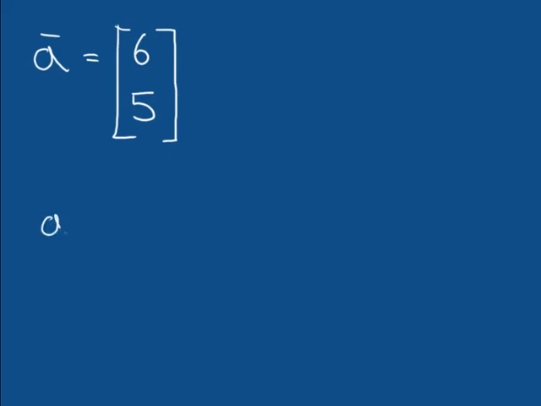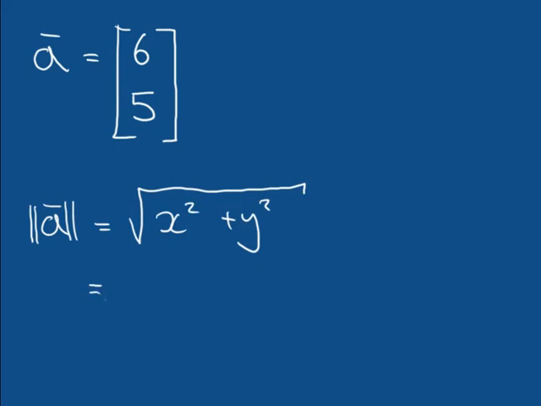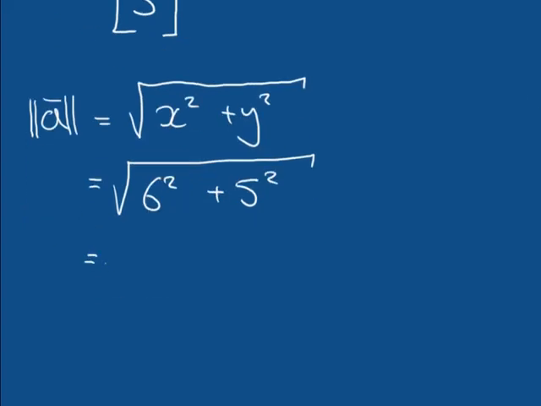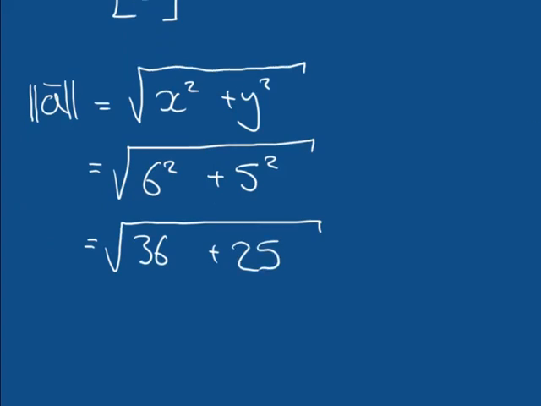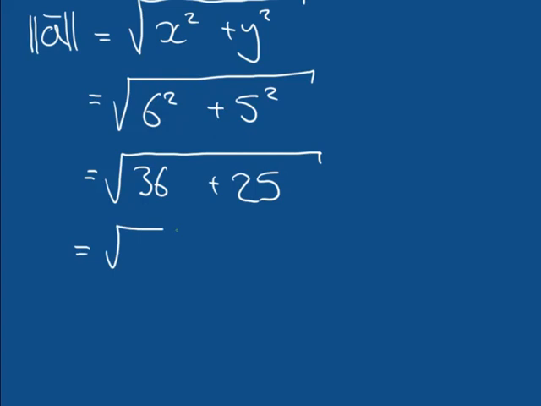So we know how to calculate the magnitude of a vector. The magnitude of a vector in 2D Cartesian coordinates is equal to the square root of x squared plus y squared, which is equal to the square root of 6 squared plus 5 squared, which is equal to the square root of 36 plus 25, which is equal to the square root of 61.